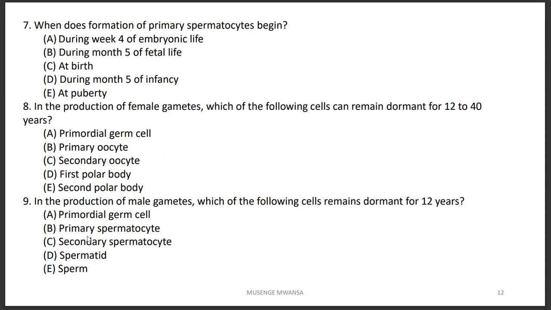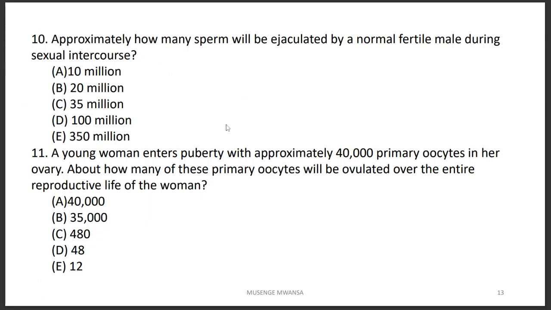In the production of male gametes, which of the following cells remain dormant for 12 years? Primordial germ cell, primary spermatocyte, secondary spermatocyte, spermatid, sperm. Which one is going to be correct? In a male, we said that the primordial germ cells are going to be dormant until someone reaches puberty, and puberty in a male is around 12 years. So here it is the primordial germ cells, different from a female.